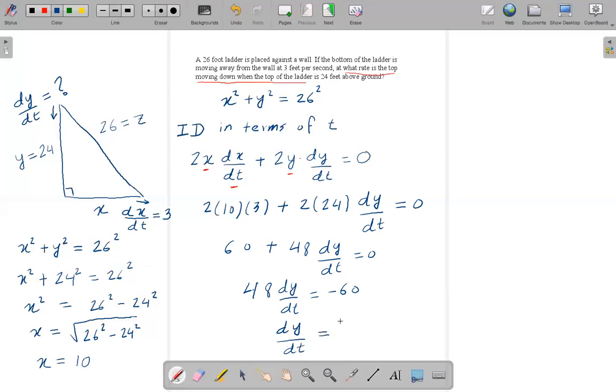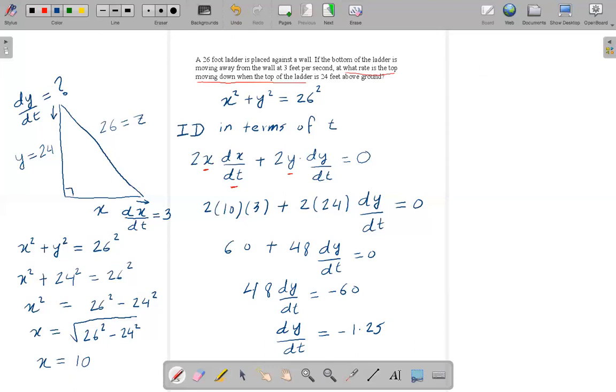Well, if you use a calculator, you'll get negative 1.25. So here we got a negative number. Why do we have a negative number? The reason is, if you see this, it's going down, so it's going towards the negative direction. If it is going up, that means it is going towards the positive direction, right?